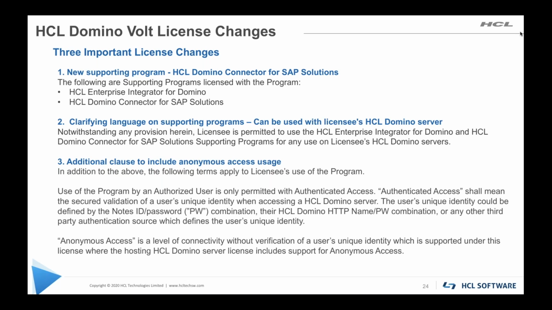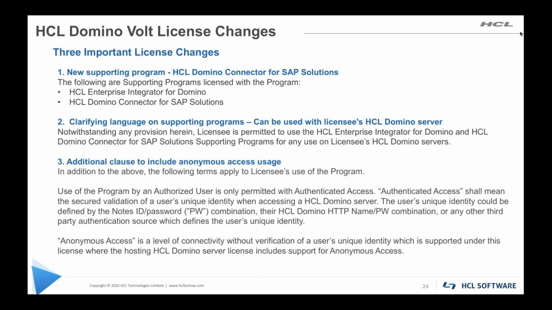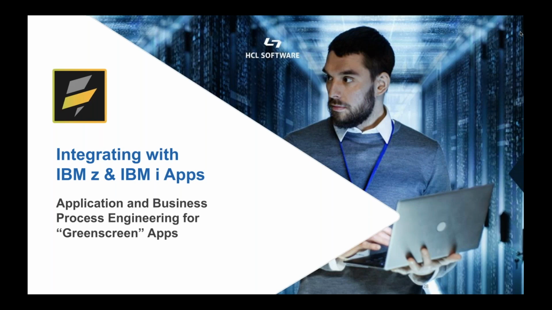If you have Domino Volt and you have those supporting programs, you are allowed to use those supporting programs not only with Domino Volt, but your Domino servers as well. So we've cleared up that language. And then finally, the additional clause to include anonymous access. Previously on the CCB slide, the inclusion of anonymous access as a clause, we've also done that here with Domino Volt licenses. So users will be able to use that functionality in the product. Those are really the main license changes that we've made. So I'll pass it over to Kenichi to talk about integrating with IBM Z and IBM i.